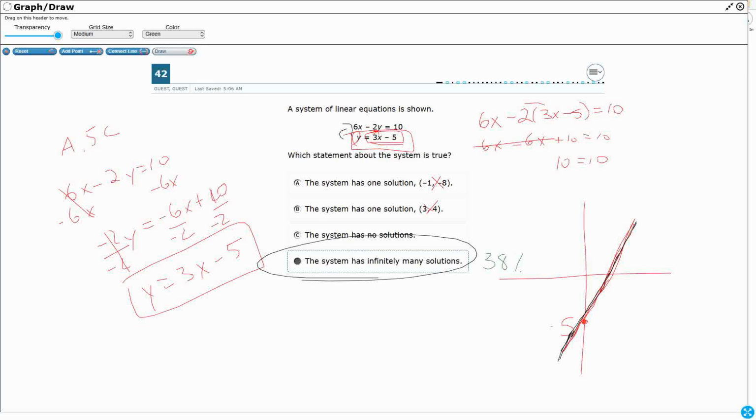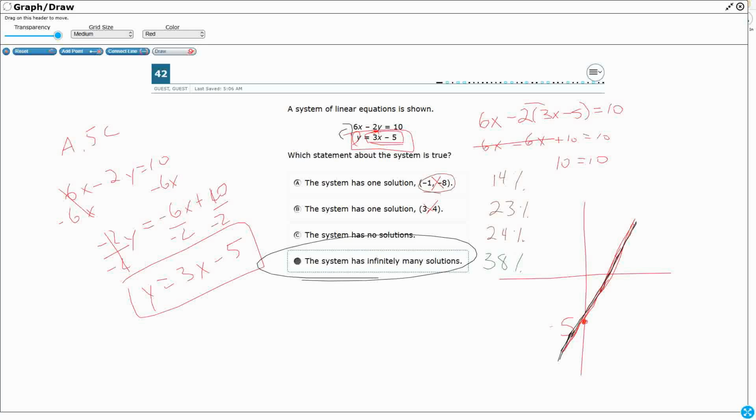I only had 38% of our students get this one correct. So 38% of our students were able to get that. And look at this, 24% chose no solutions. So that's the other one that lets you know that something weird is happening. 23% chose B, and then 14% chose A. Now here's the thing.